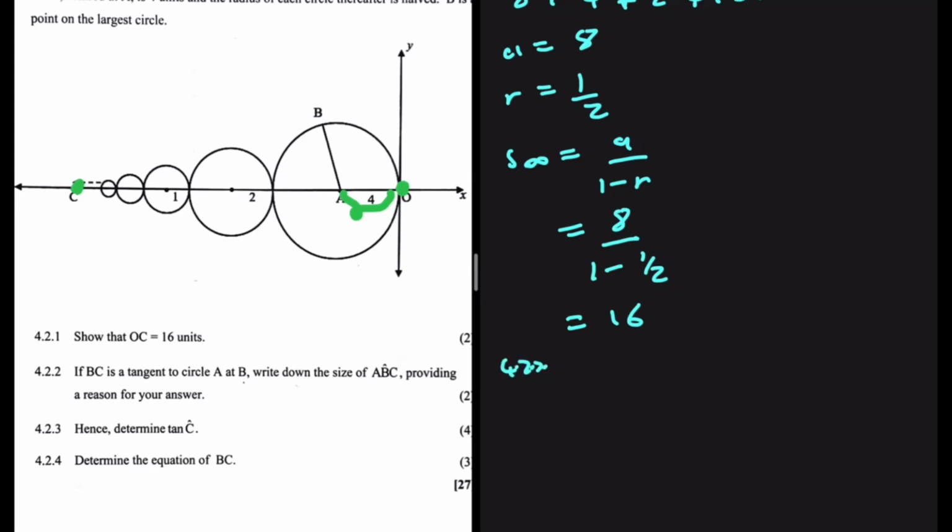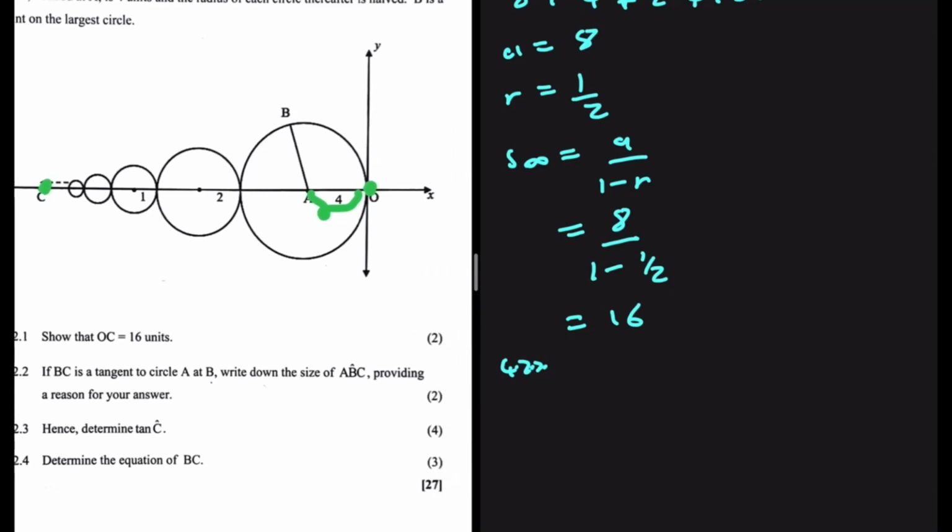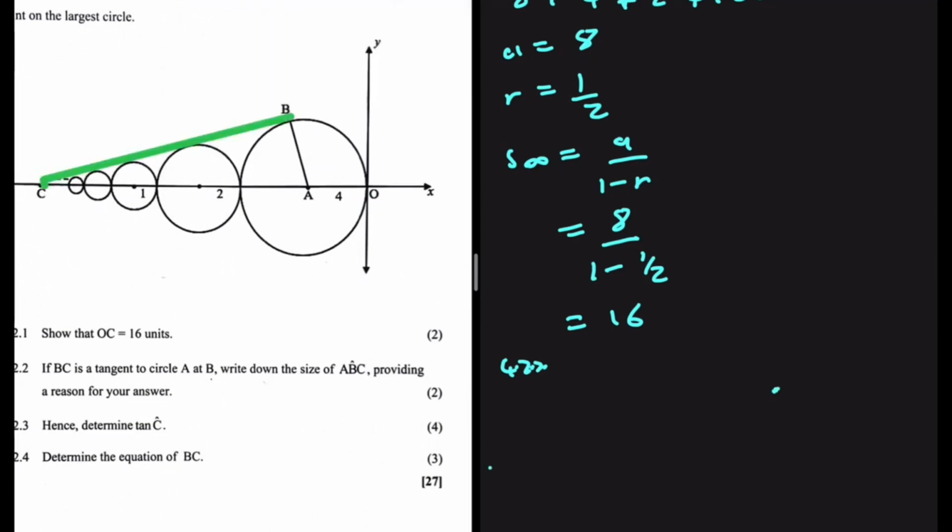4.2.2. If BC is a tangent to circle A at B, write down the size of angle ABC, providing a reason for your answer. Let's just join BC so that we can have a bit of clarity. Let's go ahead and just join those 2 points. BC is a tangent, AB is a radius. We know that the radius is perpendicular to the tangent. So that is to say that the size of angle ABC is 90 degrees because the tangent is perpendicular to the radius.